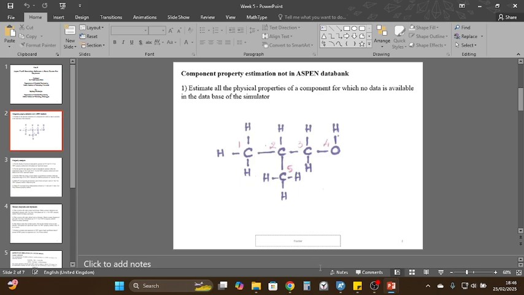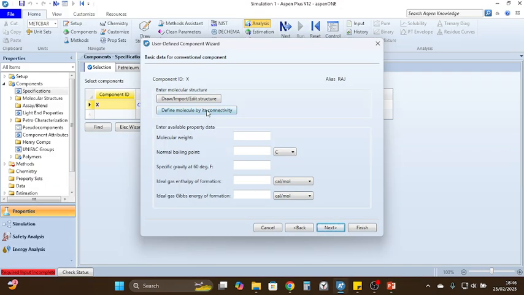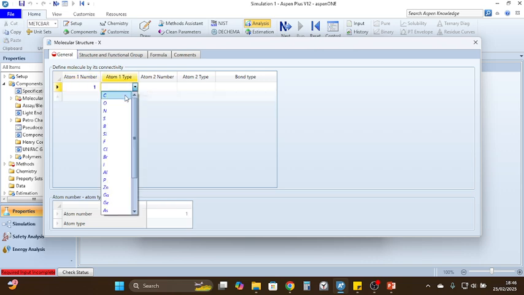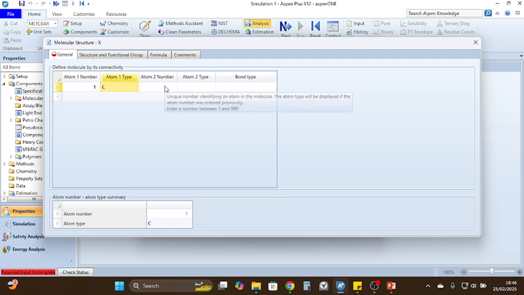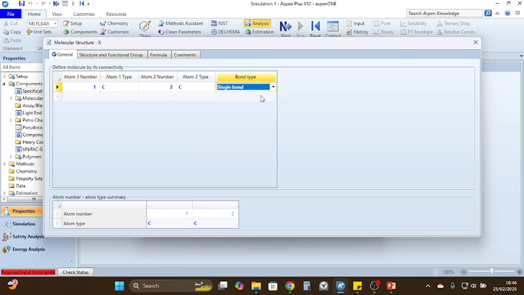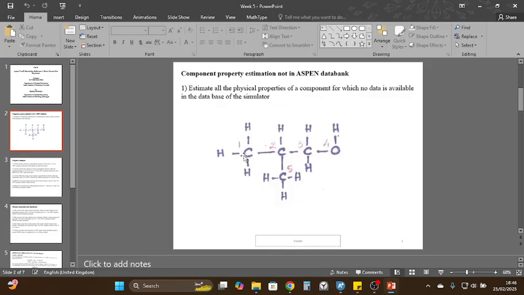Now let us define this structure by its connectivity. This is atom number 1, and the atom type is carbon. Atom 2, number 2, is also a carbon. What is the bond type? It is a single bond. So this is carbon 1, this is carbon 2, and I have defined the structure C-C. Only this part I have defined as of now.